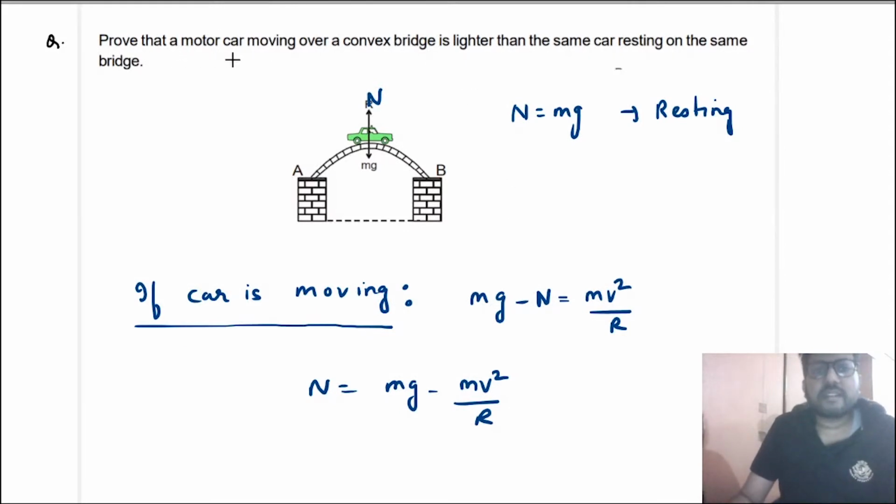So we have proved that a motor car moving over a convex bridge is lighter. The moving car is lighter because the normal is less, that means it is lighter, right? When you place a weighing machine below the car, this weighing machine will show the reading in this situation as less, right? So the motor car moving on a convex bridge is lighter than the same car resting on the same bridge at the same point.